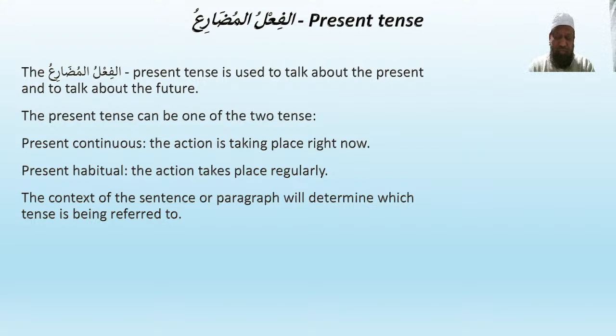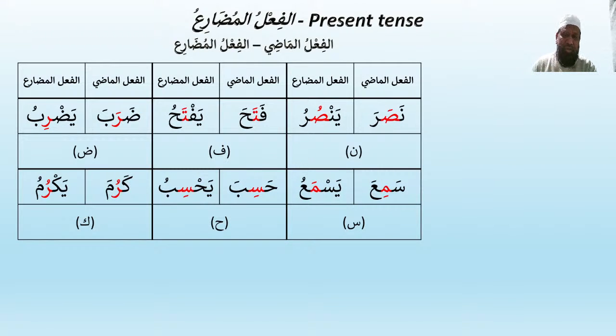To make it easy for us, what the haraka will be on the letters, that's why we have the 6 babs. Any 3-letter verb will come in one of these babs. Nasara yansuru, bab number 1. Bab number 2, fataha yaftahu. Bab number 3, daraba yadribu. Bab number 4, sami'a yasma'u. Bab number 5, hasiba yahsibu. And bab number 6, karuma yakrumu.